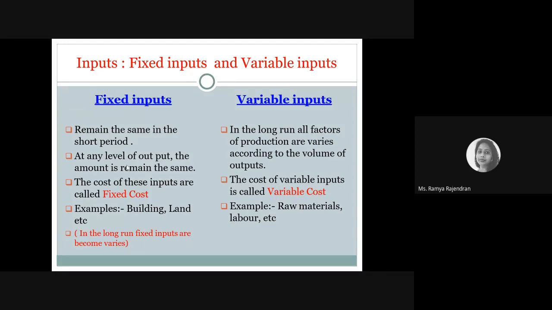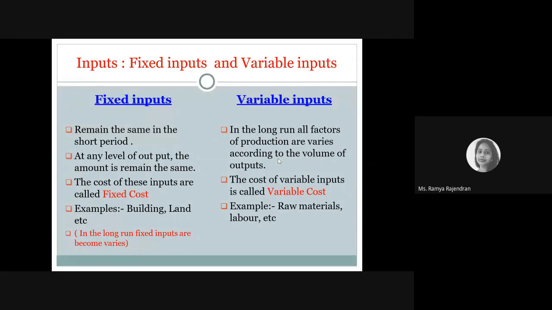I mean, your fixed input, but it varies. It might take some time, at least like 2 to 3 years, to open a second factory after establishing your first factory, right? So it might take a certain period. So when you see the variable outputs, in the longer run, these factors of production vary according to the outputs.